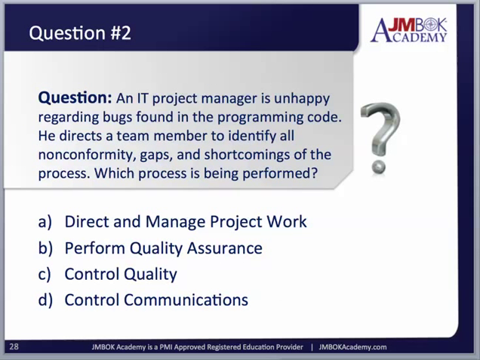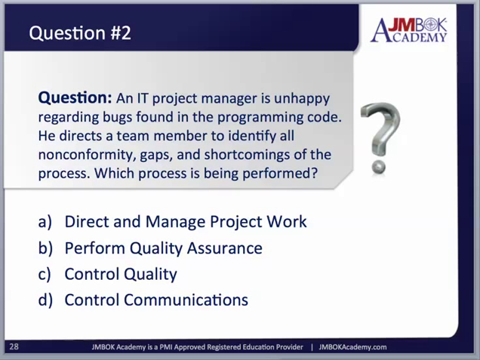Moving on to question number 2. An IT project manager is unhappy regarding bugs found in the programming code. He directs a team member to identify all nonconformity, gaps, and shortcomings of the process. Which process is being performed? Now again, the first part of this question is just kind of throwing you off. It doesn't really matter if the project manager is happy, unhappy, or whatever. You need to know which process is being performed with nonconformity, gaps, and shortcomings.